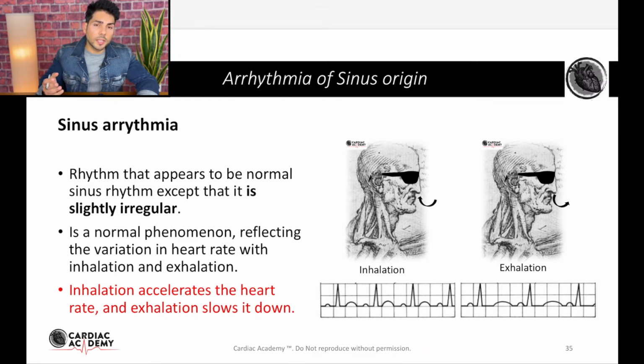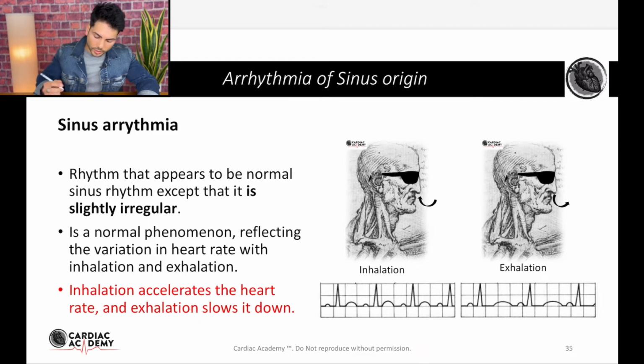Then we start going into our first irregular rhythm. And this first irregular rhythm is called sinus arrhythmia. Sinus arrhythmia is a normal phenomenon that just reflects the change of our heart rate with our breathing pattern. So if you see here, during inhalation, the heart rate becomes a little bit faster.